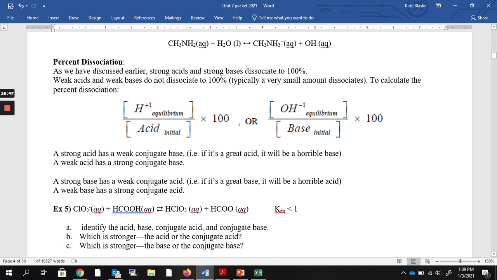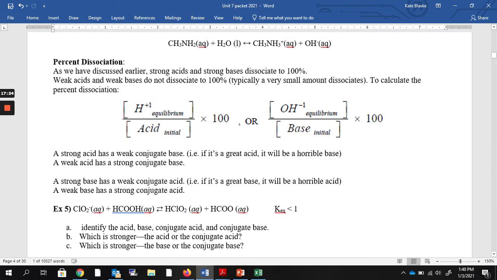Every once in a while, a question might ask you to talk about what percent dissociation happens. Basically all we need to know is what concentration of that H+ or that OH- has formed out of the total concentration of the acid or base to figure out the percent dissociation. If we have a strong acid or a strong base, its percent dissociation is going to be 100%. We don't even need to figure that out. Weak acids and weak bases are going to have less than 100% dissociation. Usually it's going to be really small, usually 10%, 15%, 20%, or something like that.